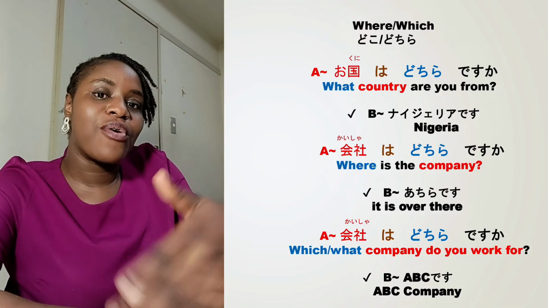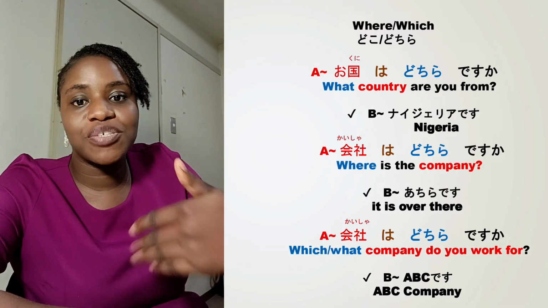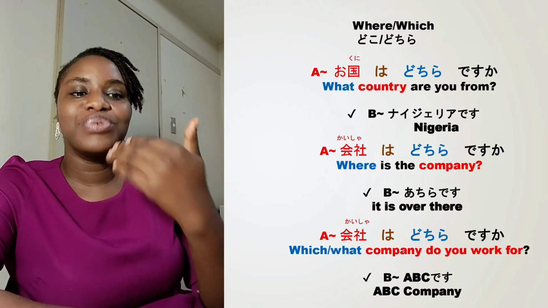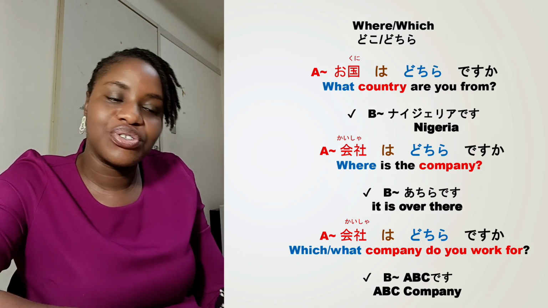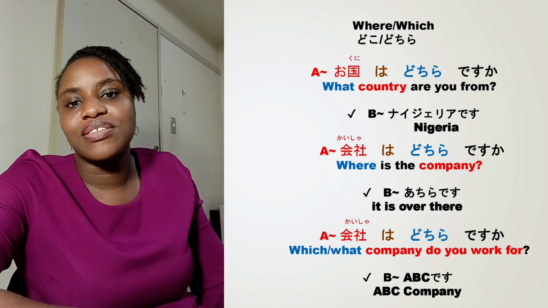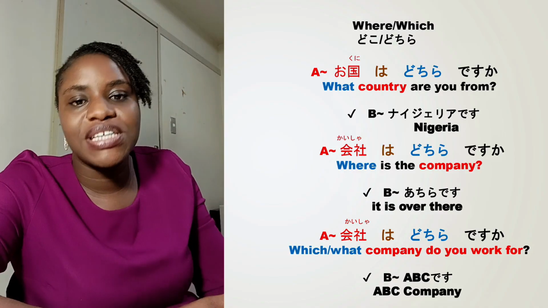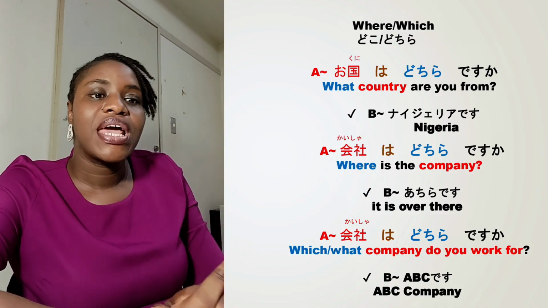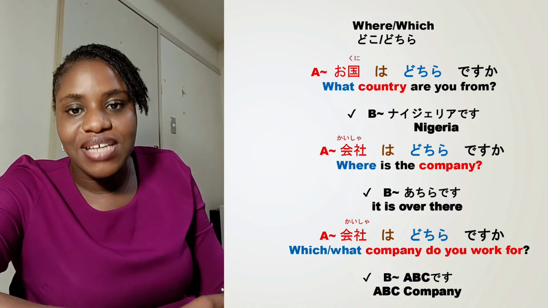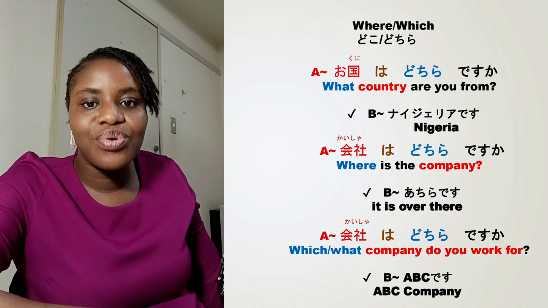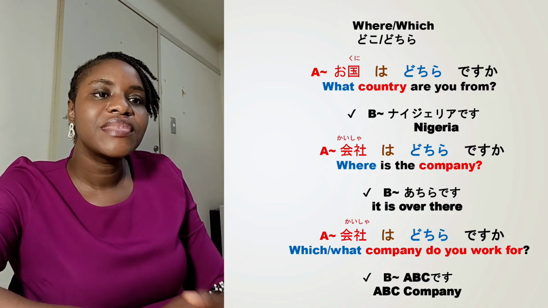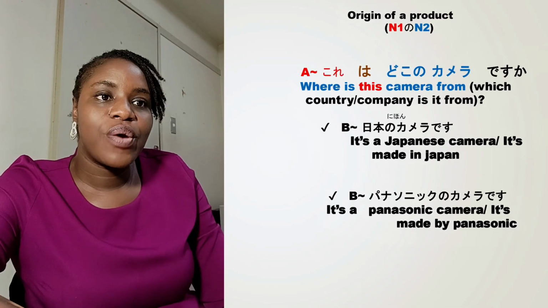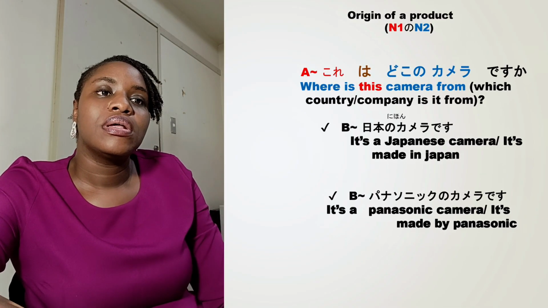So if we were here and we're discussing our work, our life, or we're just meeting each other for the first time, of course I'm not asking you where is the company. I'm asking you which company do you work for. So the response will be the company name, like "ABC desu." Or if I ask you "gakko wa dochira desu ka?" either I'm asking where is the school or which school do you go to. So depending on the context.